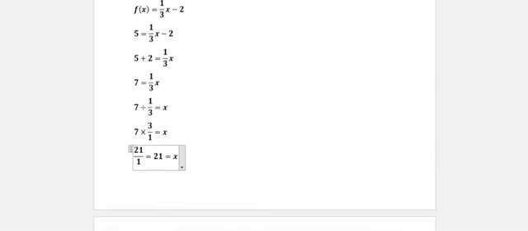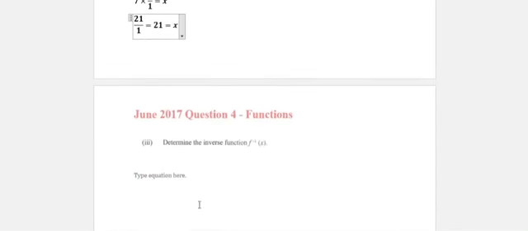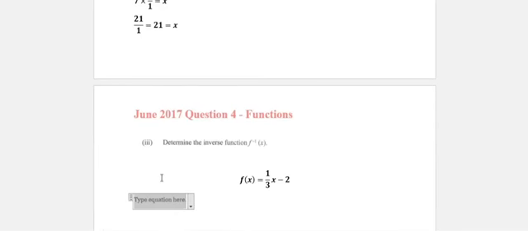So now we can move on to part 3, and they want us to determine the inverse function, f inverse of x. So the original function f of x is equal to 1/3 x minus 2. And as I stated earlier, f of x is the same as y. So what we'll have here is y is equal to 1/3 x minus 2, and we're going to make x the subject of the formula, and then we can find the inverse.